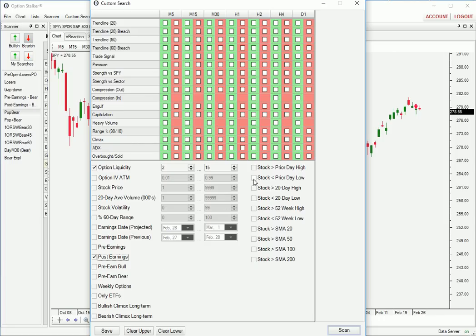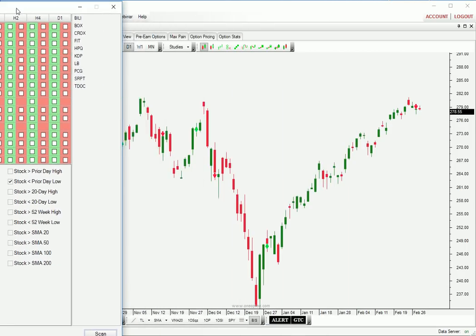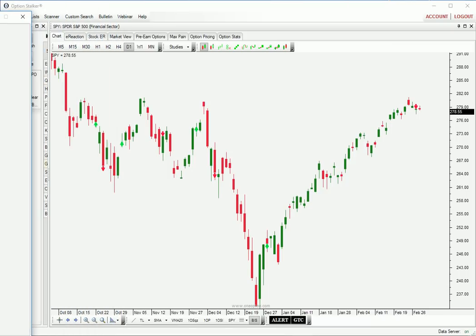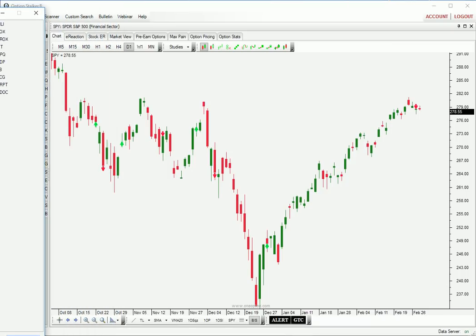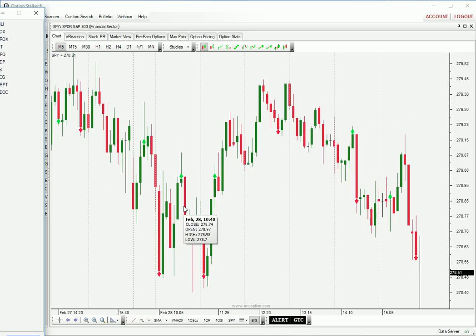And I'm going to click stock below prior day low. I click scan, and there are my search results. If I want to get a few more results, I can bring that option liquidity down, and there are more candidates. If I want fewer results, I can increase that. So I'm going to move this off to the side so that I can click on the symbols and we can view the charts. Now I'm going to go into M5, a 5-minute chart.